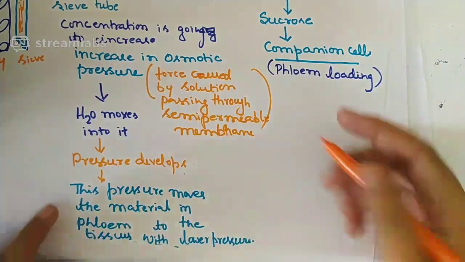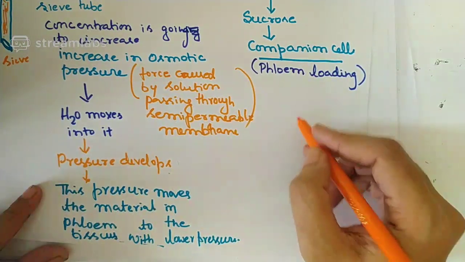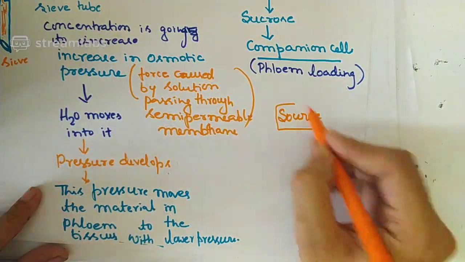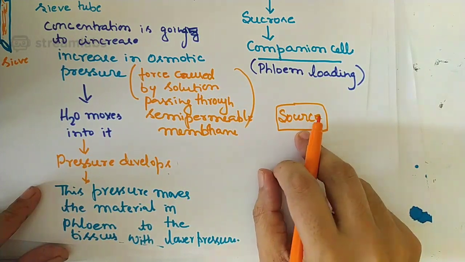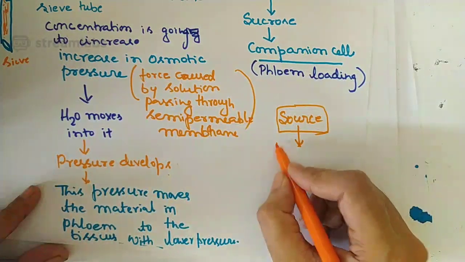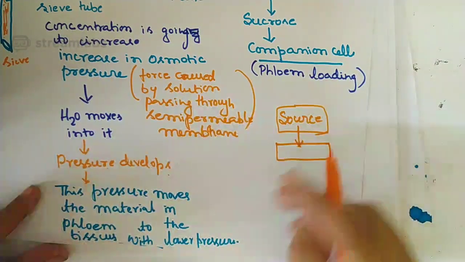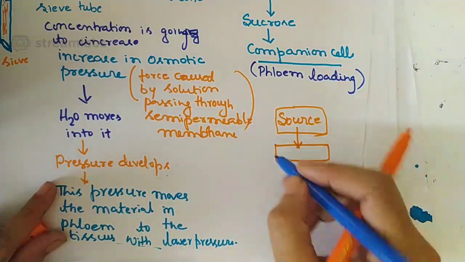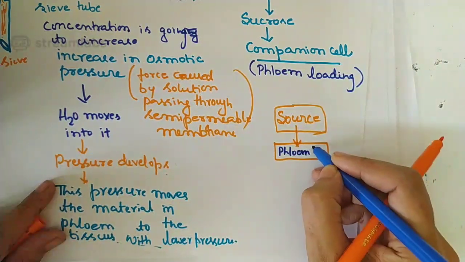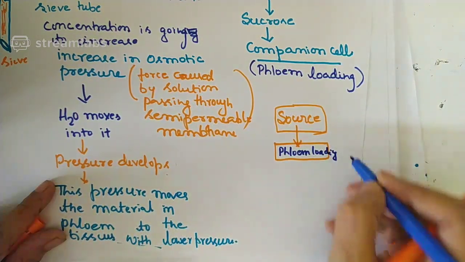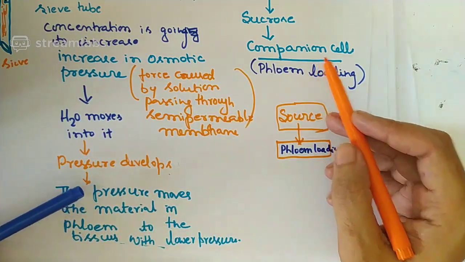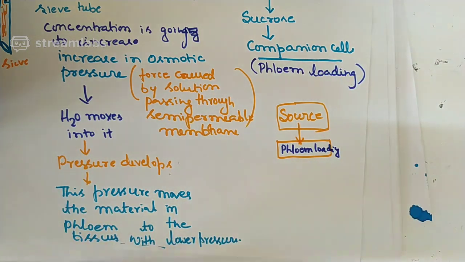So, now I'll just give you a schematic representation. Now, imagine the mesophyll cell is a source. Source means it is the one which is going to help in the photosynthesis. From the source, what is going to happen? There is loading. What is loaded? Companion cell is loaded. What is it called? Phloem loading. From the source, phloem loading is going to take place. That is, sucrose enters into the companion cell. From the companion cell, it is going to enter into the sieve tube.